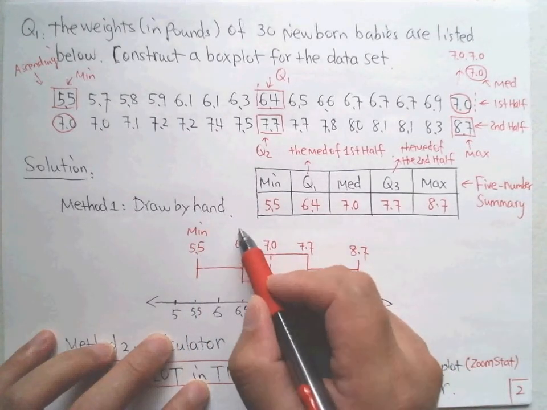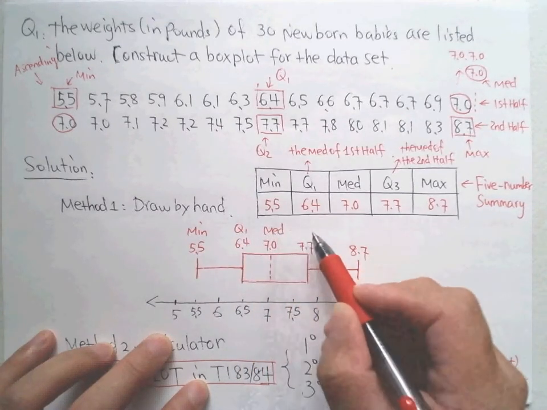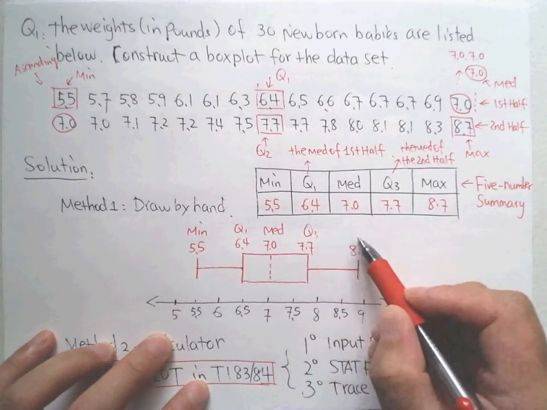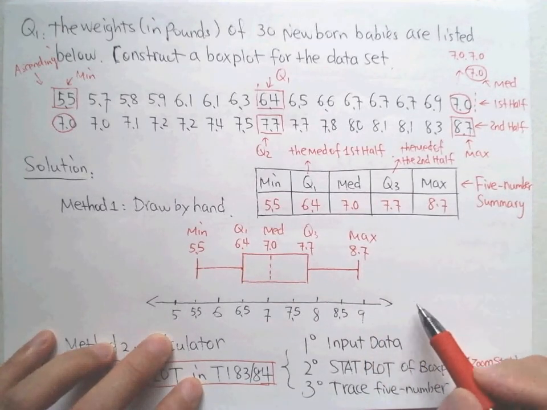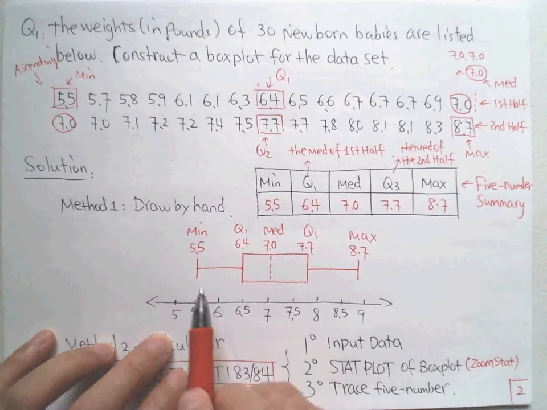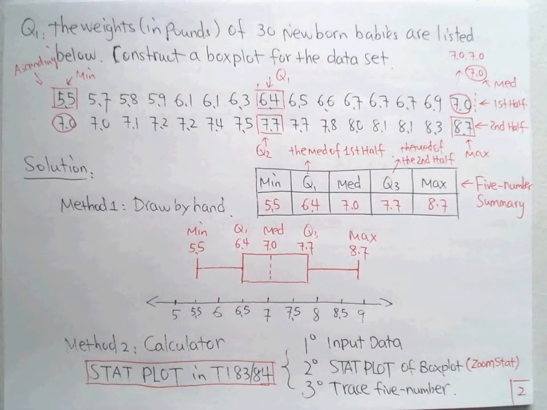So this is the Q1. This is the median. So this is the Q3. And it is the maximum. Now obviously this is a complete box plot. We have all the values here. Okay, and we have another way.